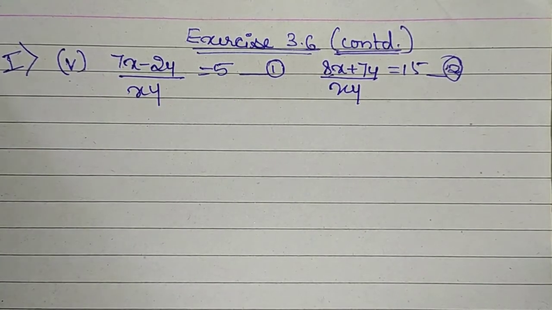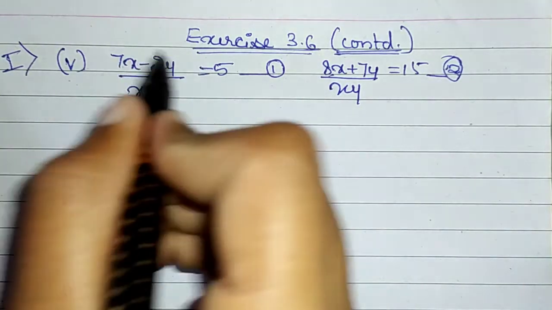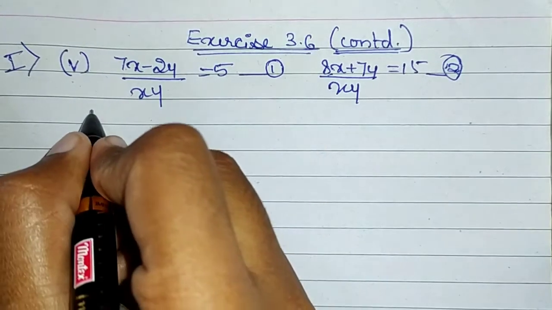So continuing from where we had left off in the last class, first main fifth sub question. The two equations are of the form (7x minus 2y) whole divided by xy is equal to 5 and (8x plus 7y) whole divided by xy is equal to 15. So to do this, we are going to split these whole terms into each of individual fractions.